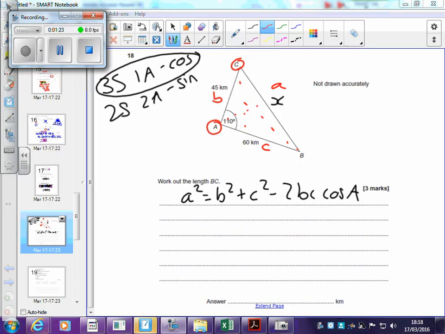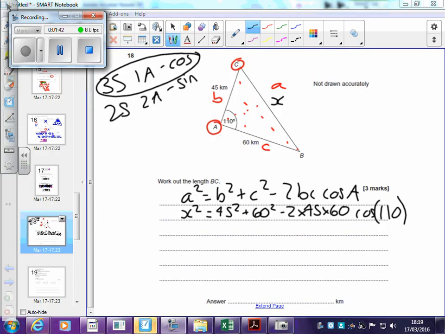So, subbing that in, instead of a squared, I've now got x squared equals b squared, 45 squared, plus c squared becomes 60 squared, minus 2 times b times c cos of capital A, which is 110. And you can put brackets on like that.